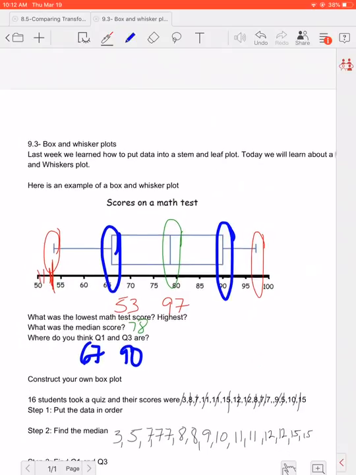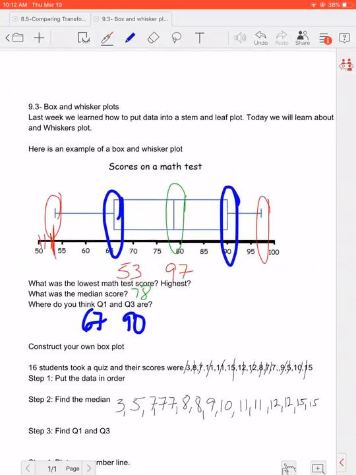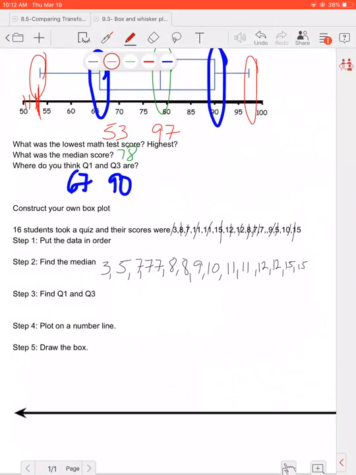Now we're going to go ahead and construct our own. And notice down here we counted by 5s. You're going to count by whatever works best with the data, and we'll explain that when we look at this data here. We have 16 quiz scores, let's say they were out of 15, and these were all the scores the students got. The first thing it says is we're going to put the data in order. I did that before just so I wouldn't take up time in the video.